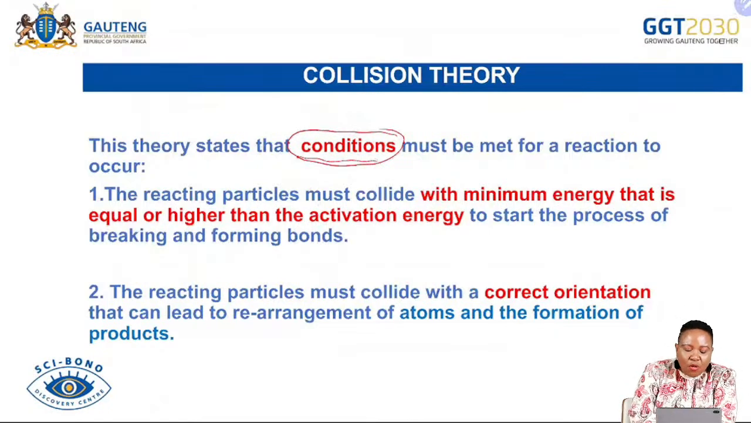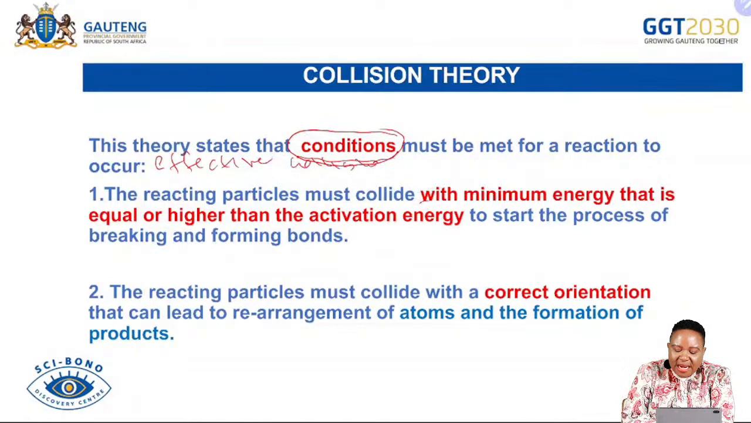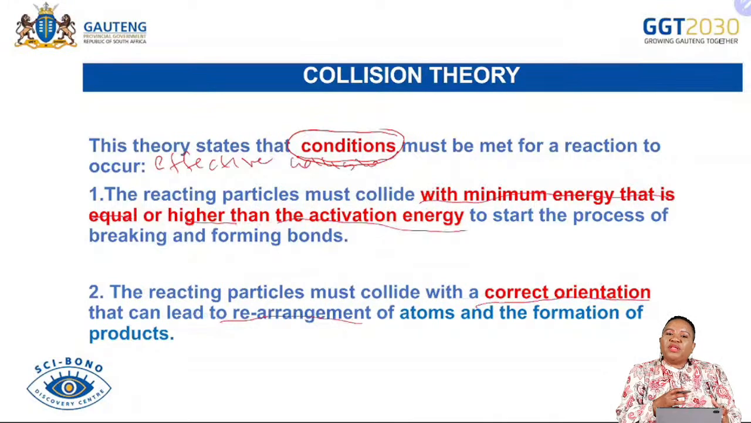The conditions for the effective collision. That is why we are using collision theory. We are saying we need minimum energy that is equal to or higher than activation energy for any reaction to occur effectively. And we also need correct orientation of the reacting particles for the reaction to occur, because there must be the rearrangement of particles for us to form a product. So those are the 2 conditions of effective collision.